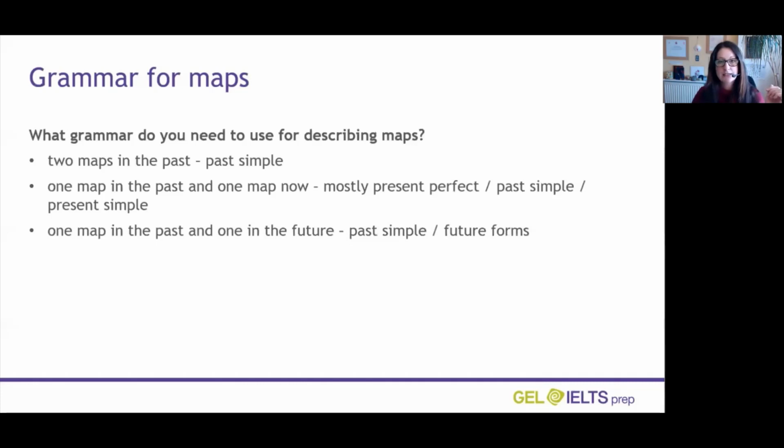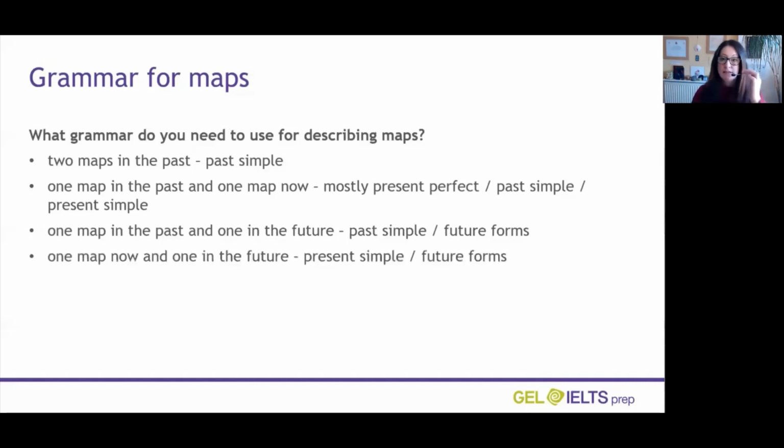Another possibility is that we have one map in the past and we have one map in the future. Now, maybe if we have a future map, what we have is a projection for an area, how it's going to be changed or developed or expanded in the future. So we'd want to be using past simple there to talk about the past, and we'd want to be talking about future forms, about what was going to happen, what will happen when the plan was implemented. Similarly, maybe we have one map now and in the future. In this case, we're going to be using present simple to talk about now and future forms to talk about what will happen as time goes on.